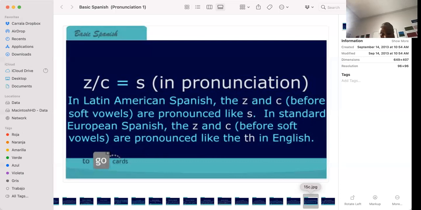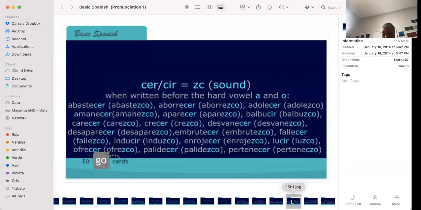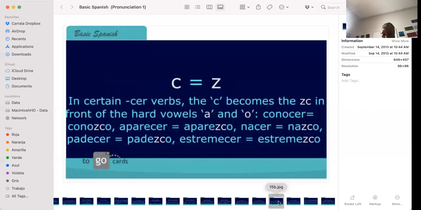I hope I'm clear. And if I'm not as clear as I hope that I am, I hope the cards help you. That's why I do both, the cards and the video, when I'm speaking. And many of the verbs, let me go back. These are good verbs to learn. CER verbs, CIR verbs. Aparecer, conocer is a very important verb. Nacer, padezco, parecer, very good verbs to learn, okay?